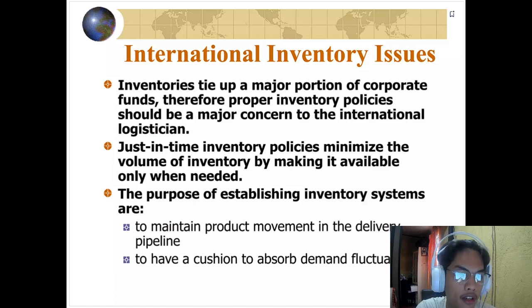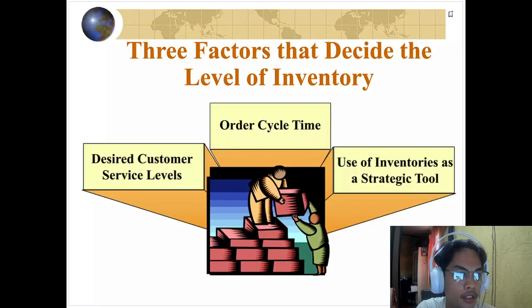So the purpose of establishing inventory systems is to maintain product movement in the delivery pipeline, to have acquisition, and to absorb demand fluctuations. There are three factors that decide the level of inventory: the desired customer service levels, order cycle time, and the use of inventories as a strategic tool.